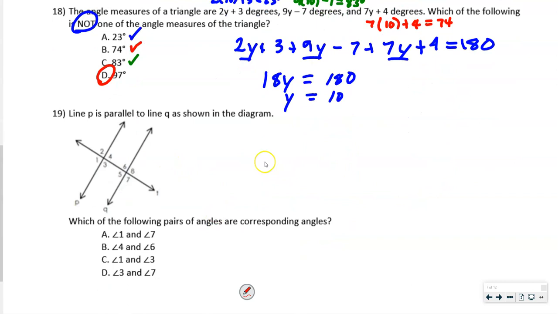All right, number 19 says line P is parallel to line Q as shown in the diagram. So once again, these are parallel. So then we have our relationships, right, that exist amongst these angles. It says, which of the following pairs of angles are corresponding angles? So let's look at 1 and 7. So these are same side of the transversal, right? So these are same side exterior angles, right? Okay. And then 4 and 6, those are same side interior.